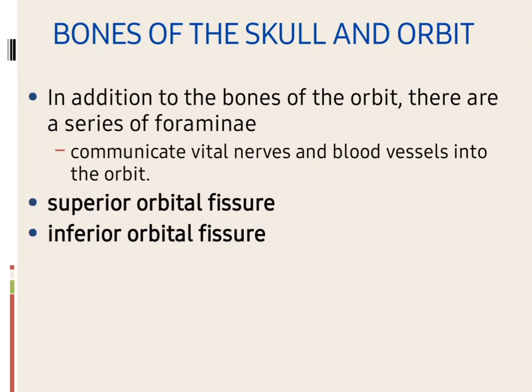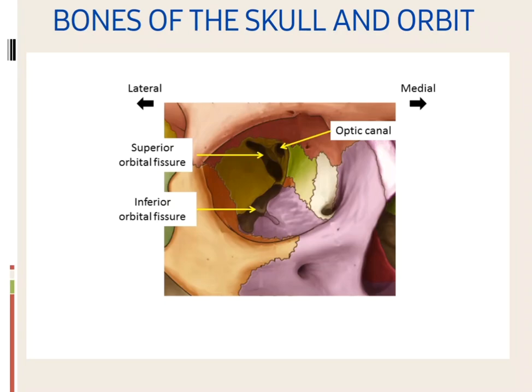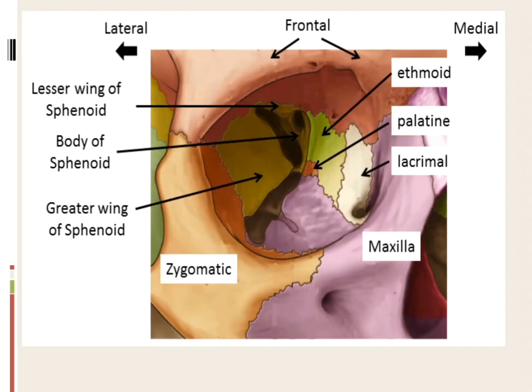In addition to the bones of the orbit, there are a series of foramina that communicate vital nerves and blood vessels into the orbit. So these foramina are the areas where blood vessels and nerves pass through, like the superior orbital fissure and the inferior orbital fissure. These are openings that allow the passage of blood vessels and nerves. So on this picture, we can see the optic canal, superior orbital fissure, inferior orbital fissure, to allow the passage of nerves and blood vessels.